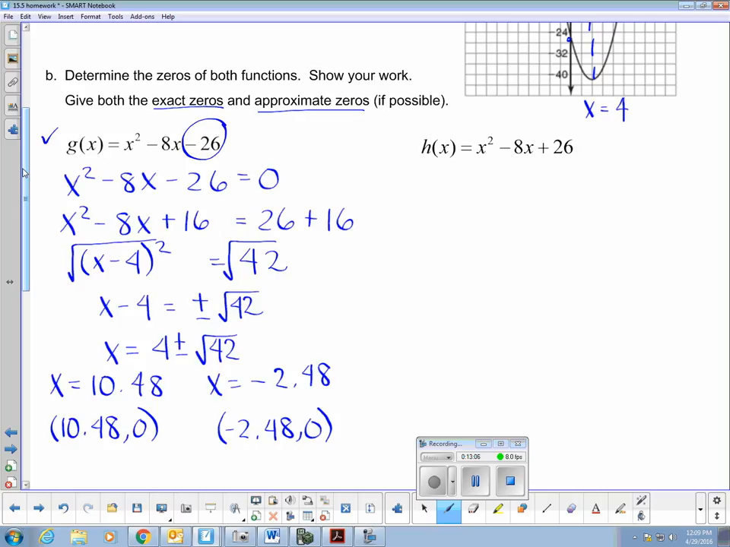All right, let's take a look at the function h of x. Again, I'm looking to see if that's possibly factorable, and I'm noticing again I have no two numbers that multiply to 26 that add up to negative 8. So for this one, let's complete the square on this one again. That worked out real nice last time. So 0 is equal to x squared minus 8x plus 26. So I'm going to bring 26 over to the left side.